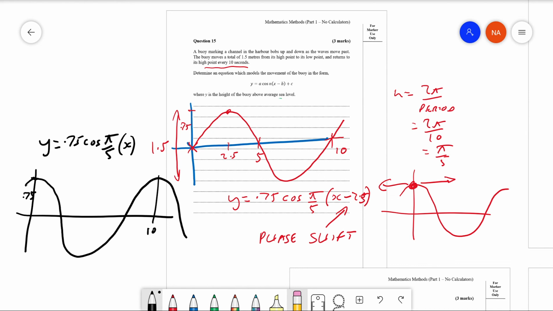That's an alternative. They would both be correct in this particular thing because they haven't told us where we start. Okay, that's that question.